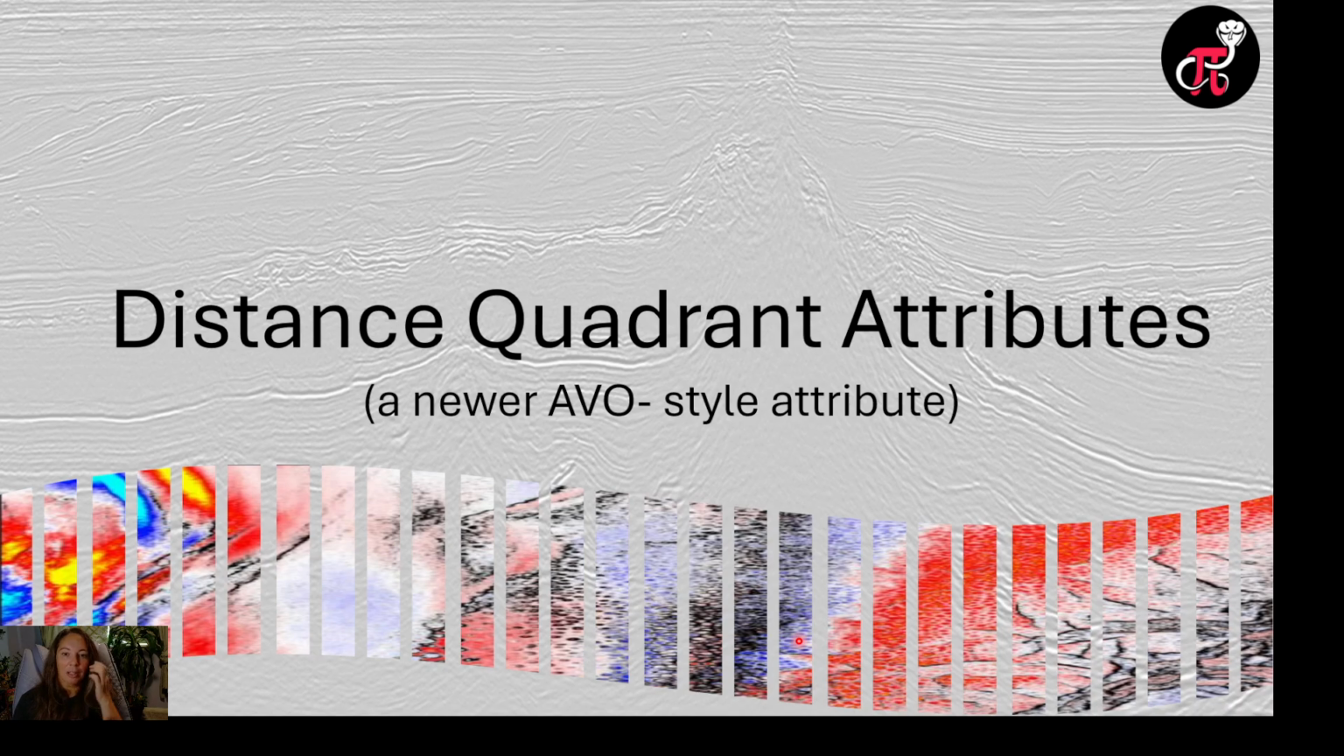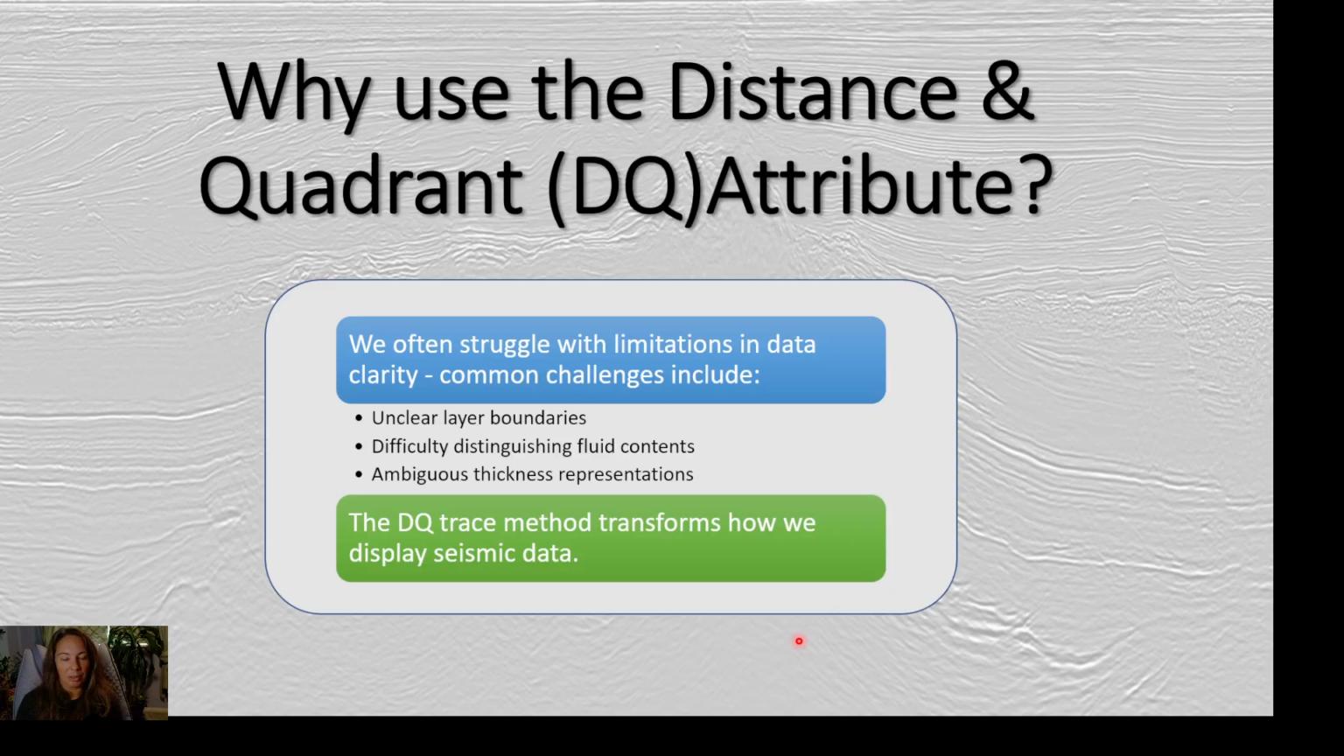Okay, so now I want to talk about the distance quadrant attribute, which is a newer AVO style attribute. It's actually been around for a couple of decades. It was used by Phillips back at the turn of the century, I guess. And we've picked this up at AASPI, working with some of the original creators of the DQ attribute, the distance quadrant attribute, because we found that it's been incredibly useful in helping us identify unclear layer boundaries, even distinguishing different fluid contacts, and giving us information about thickness in our packages.